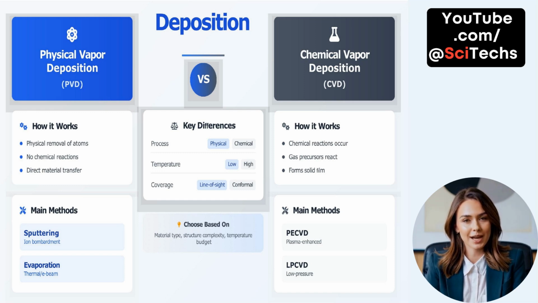This process can achieve highly uniform and conformal coverage, even over complex structures. Popular CVD methods include plasma-enhanced CVD, or PECVD, and low-pressure CVD, known as LPCVD. Key differences include the nature of the process, physical versus chemical, operating temperature, and coverage. PVD operates at lower temperatures and typically deposits material in a line-of-sight manner. In contrast, CVD generally requires higher temperatures but achieves better conformality. The choice between the two depends on material type, structure complexity, and thermal budget.